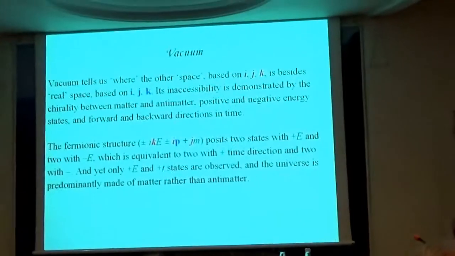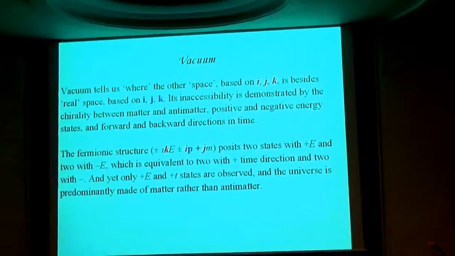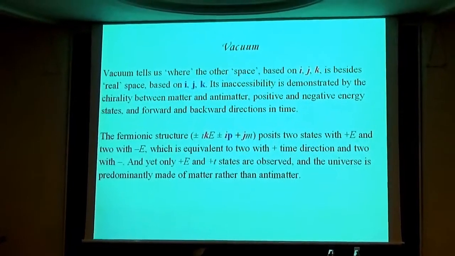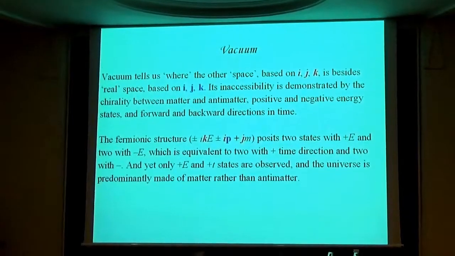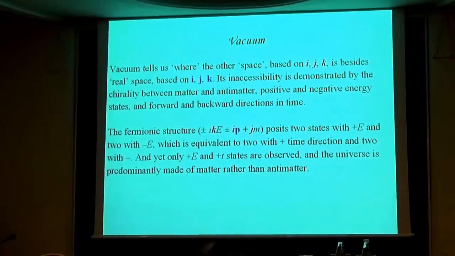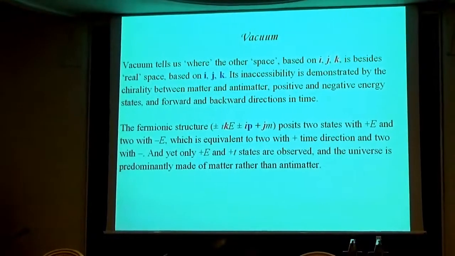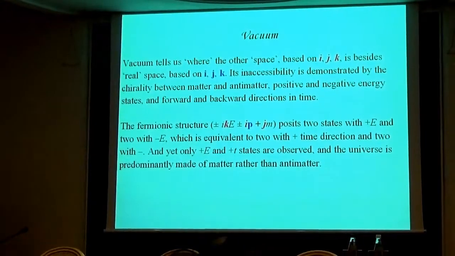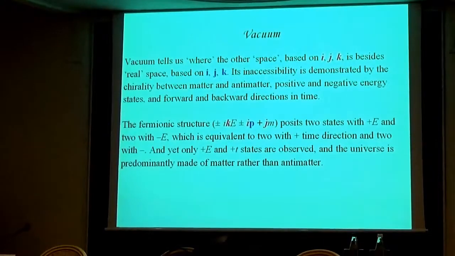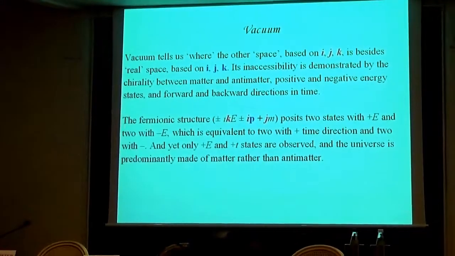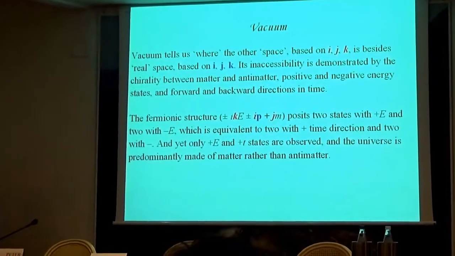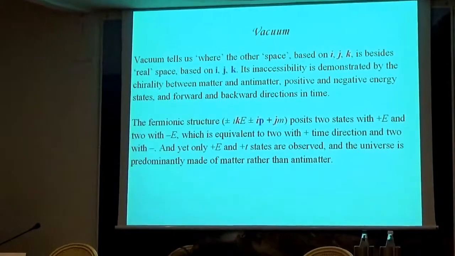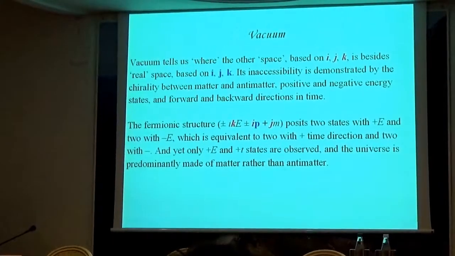Now, vacuum tells us where this other space is. I've already hinted at it because of the standard solution of the Dirac equation, the Schrödinger solution for the free particle. The other space, which is based on the charge objects, but includes the other parameters besides real space. And the fact that it's inaccessible is demonstrated by its chirality, by the fact that there's a chirality with respect to ordinary space, and also a chirality with respect to matter and antimatter, positive and negative energy, forward and backward directions in time.